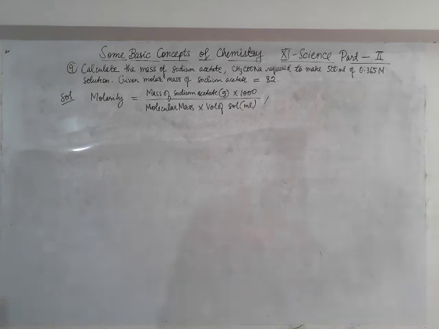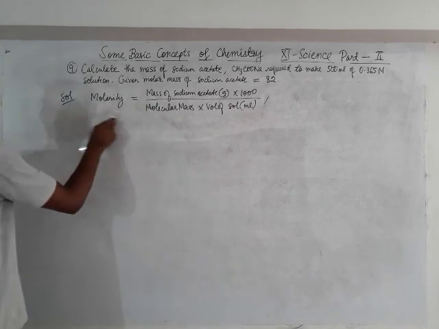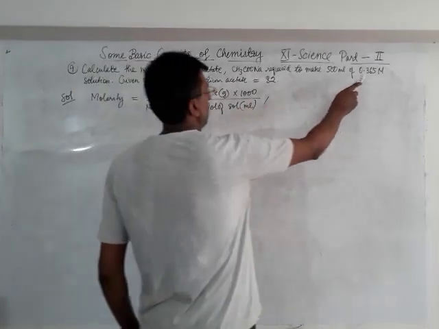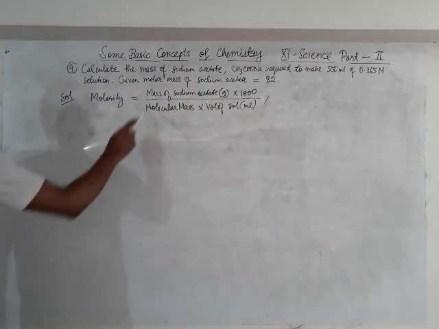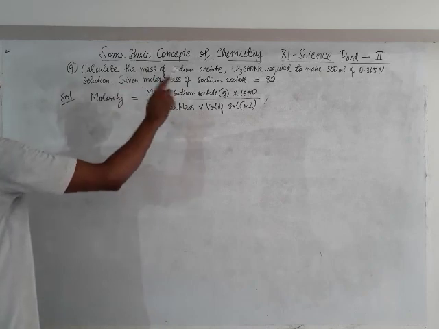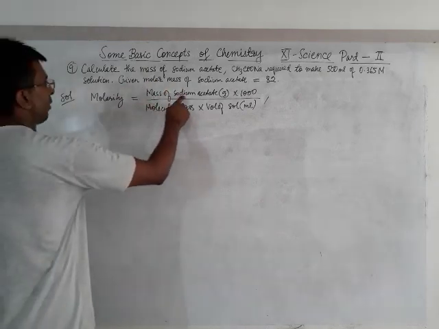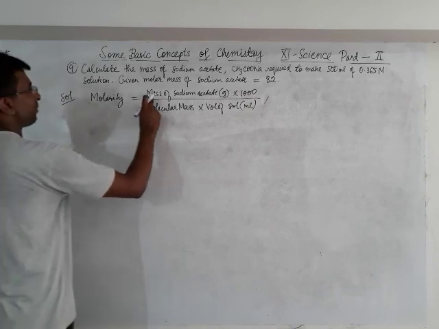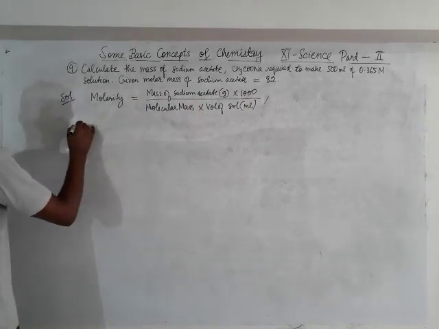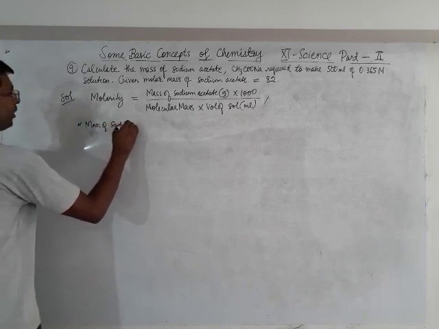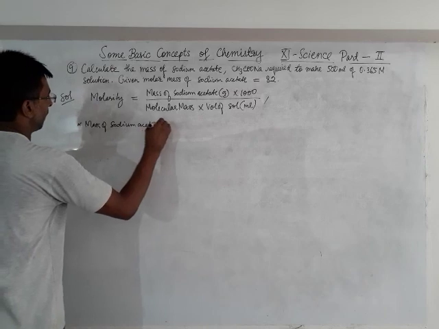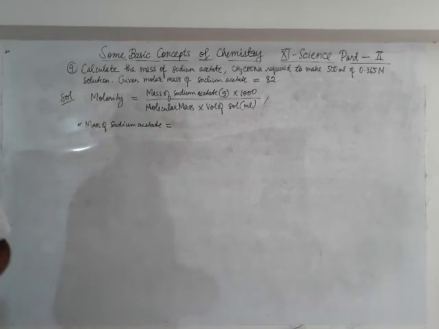Now look at the question. What is given over here? The molarity is given. The molarity is given how much? 0.365 M. Is it given? Okay. Then mass of sodium acetate, is it given anywhere? No, it is not given. So we are supposed to calculate the mass of sodium acetate. So we will make the mass of sodium acetate the subject of the formula. You can write down mass of sodium acetate is equal to molarity into molecular mass into volume of solution divided by 1000. So try to figure this out.